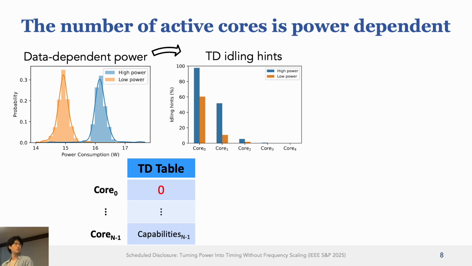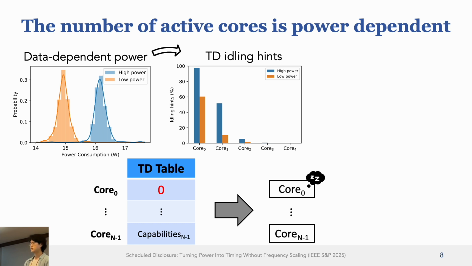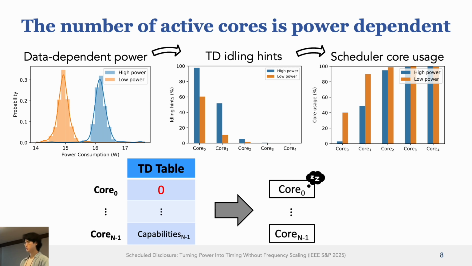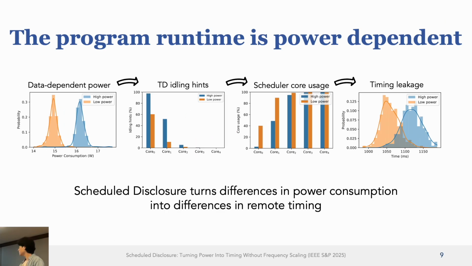Our second observation is that when the processor gives idling hints on certain cores, the operating system does not schedule any threads on those cores, making those cores idle. Since the idling hints provided by the processor are power dependent, how the scheduler uses the cores is also power dependent. And notably, the differences in the number of cores used by the scheduler turn into differences in program runtime. The higher the power, the more idling hints are provided by the processor, and the fewer cores are used by the scheduler, resulting in longer program runtime. This enables turning power side channel attacks into remote timing attacks, and we call this vulnerability schedule disclosure.